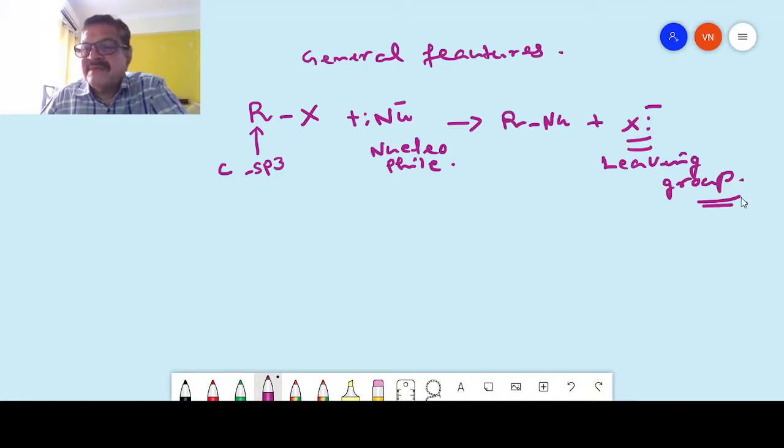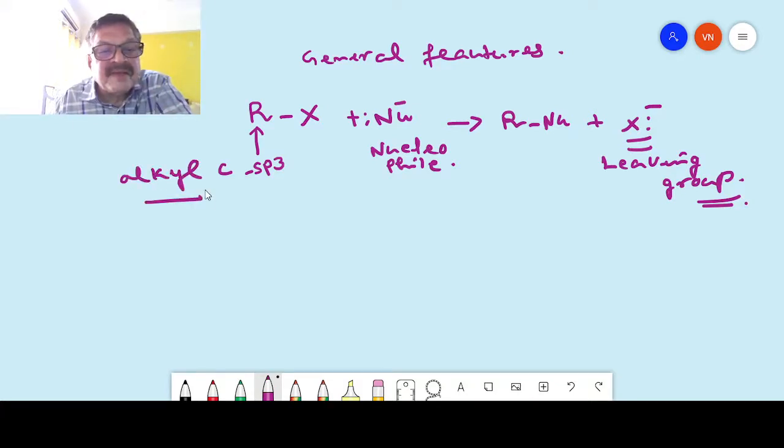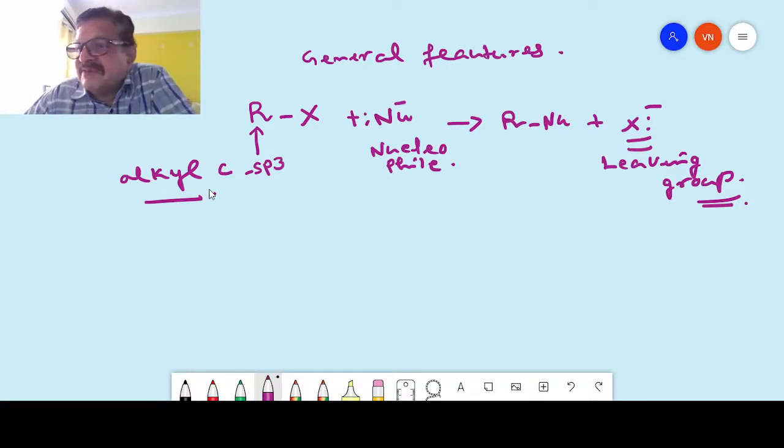Okay, R is an alkyl group. This is an alkyl group containing a carbon atom which is an sp3 hybridized carbon atom, and it's reacting with an electron-rich nucleophile, forming the compound and X minus. That X minus is known as a leaving group. This X can be a single atom or it can be a group of atoms. Not necessarily should it be a single atom.